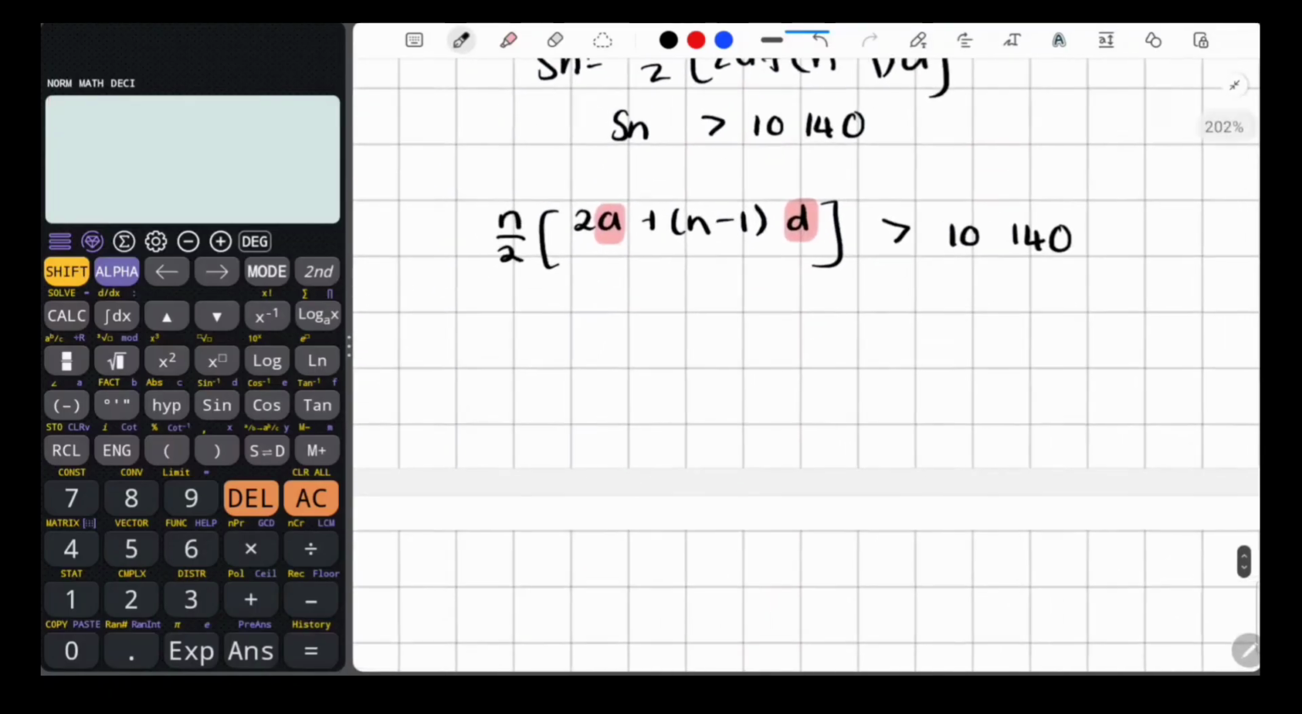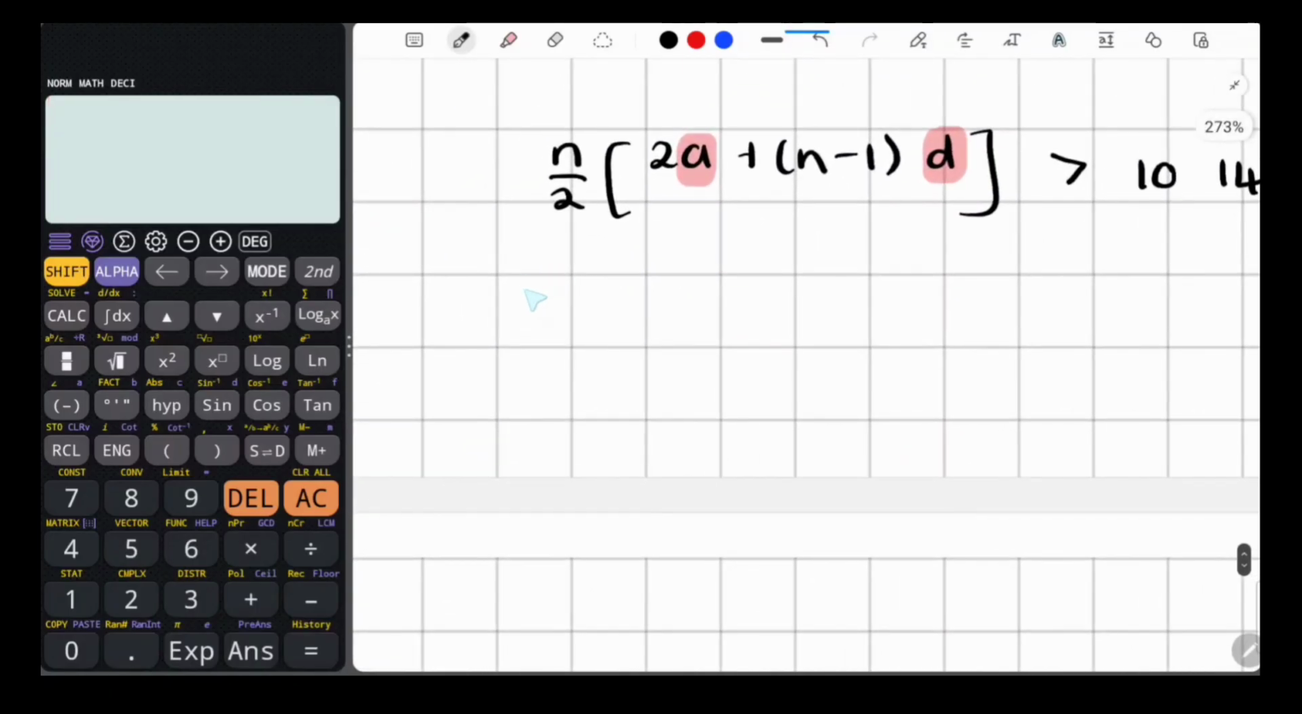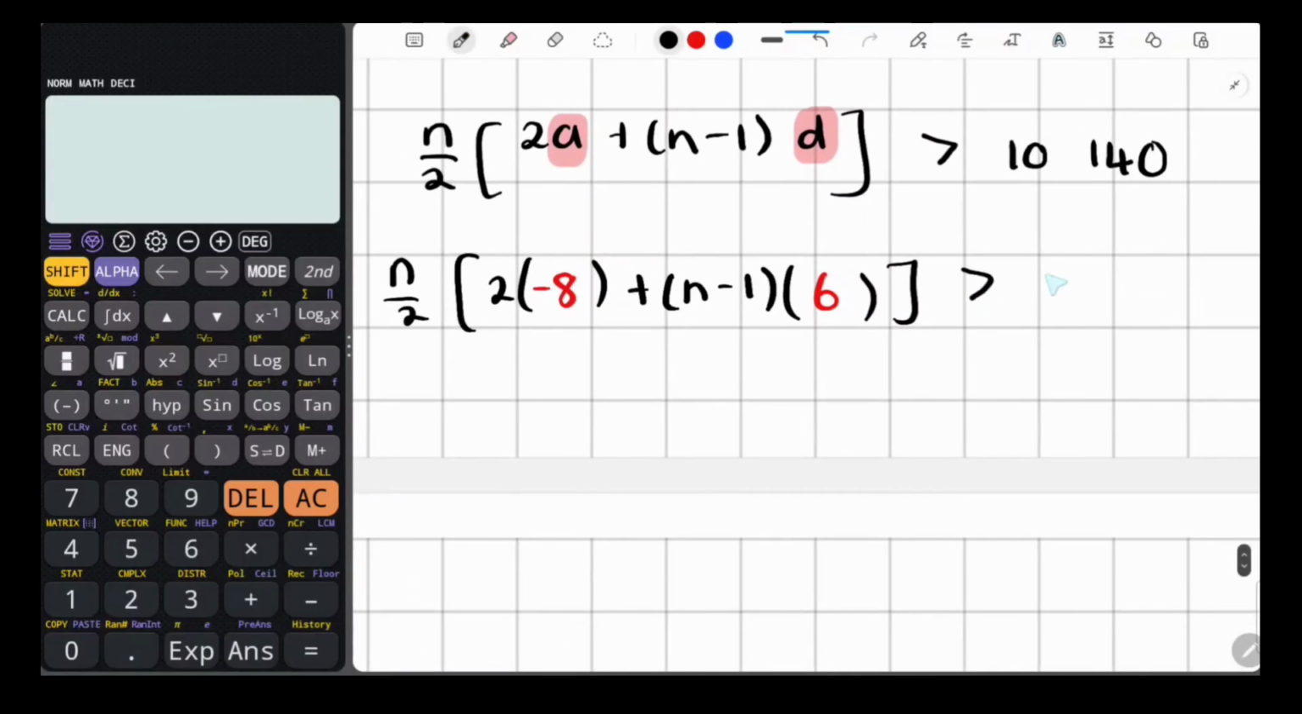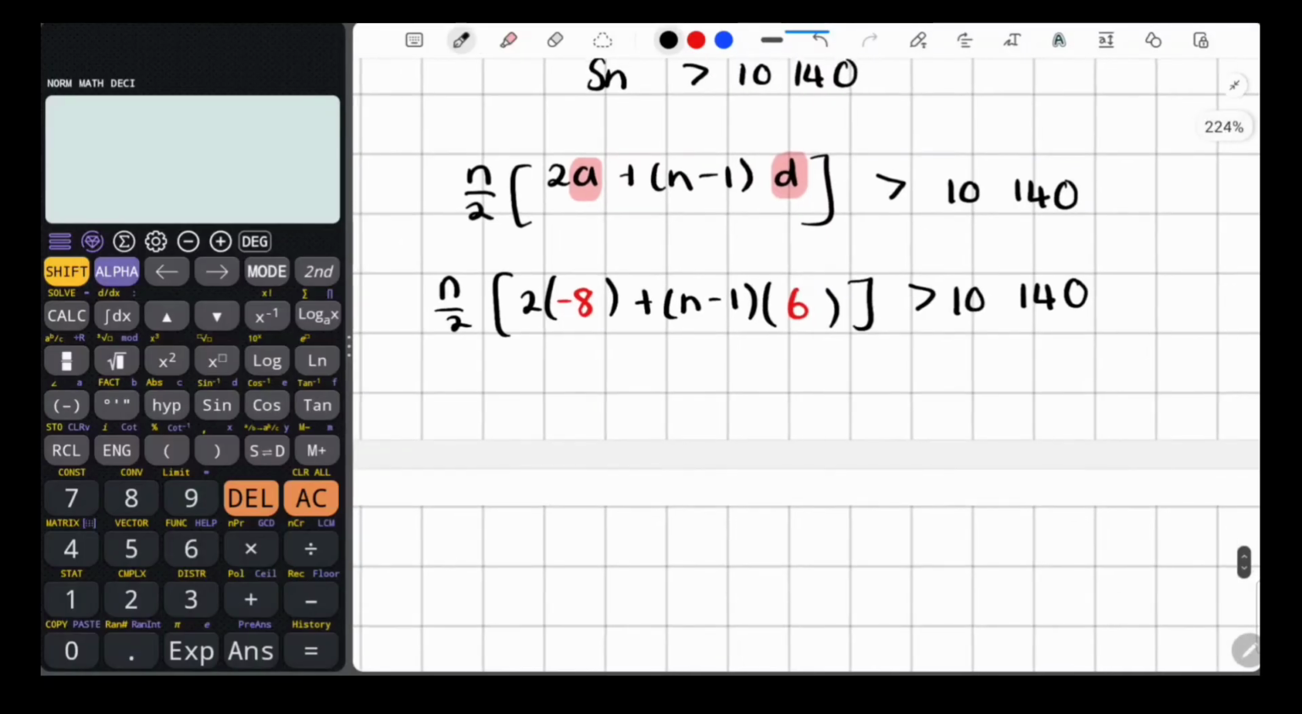So we can go ahead and just fill in. So we just have n over 2 and then 2a. So 2 brackets, we're going to put in -8 as our a. And then we're going to have plus the n minus 1, again, we don't know n. And then in place of d, that is 6. Okay, and that needs to be greater than 10,140. Okay, so this is just algebra, just solving this part so that we can get to our final answer.